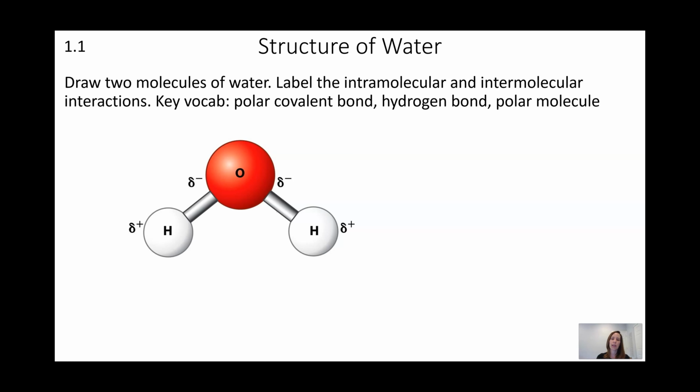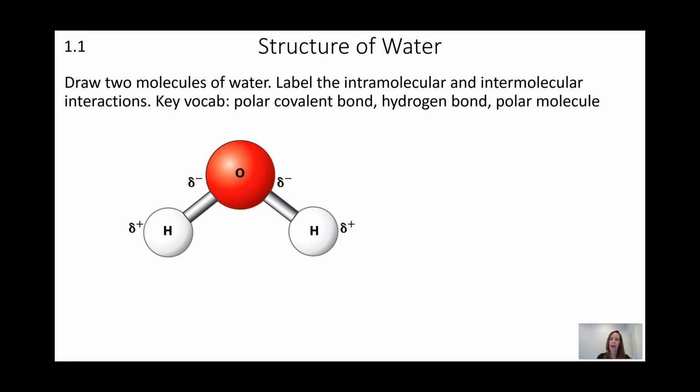The bonds between hydrogen and oxygen don't have the same electronegativity. Oxygen has a much higher electronegativity than hydrogen does, and that's important to know. So even though this is a covalent bond, where the oxygen and hydrogen are sharing electrons, they're not sharing them equally. So this is a polar covalent bond.